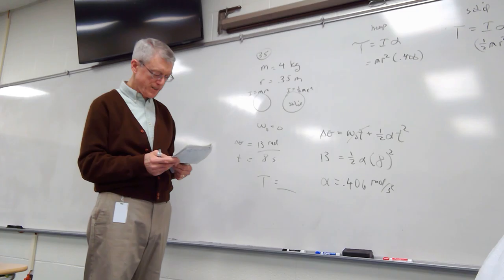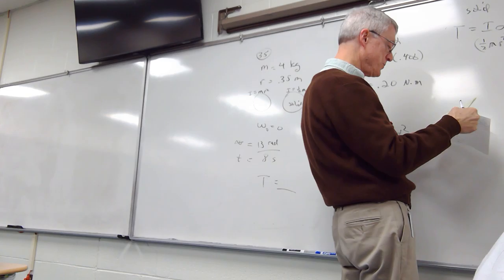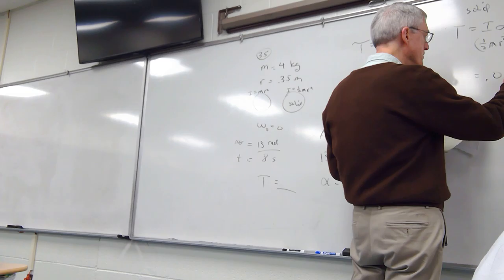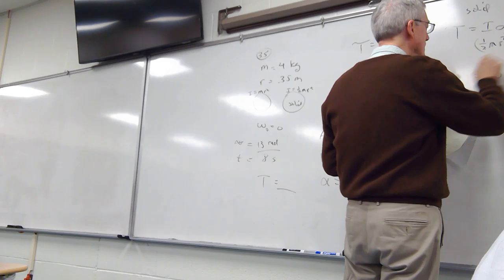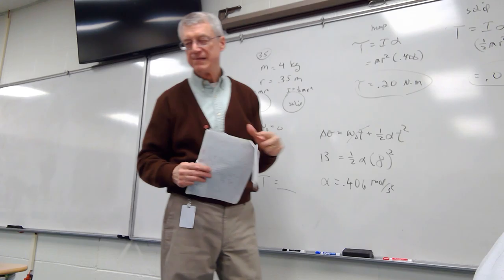I have the final answer then to be 0.20 Newton meters of torque for the hoop. And this one is 1/2 as much, but on mine it rounded off to 0.099 Newton meters, which is very close to 1/2. That's just what I got when I solved them. But this one should be 1/2 as much because everything's the same except for that fraction, 1/2, right there.